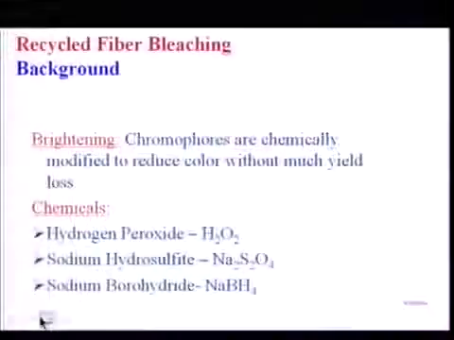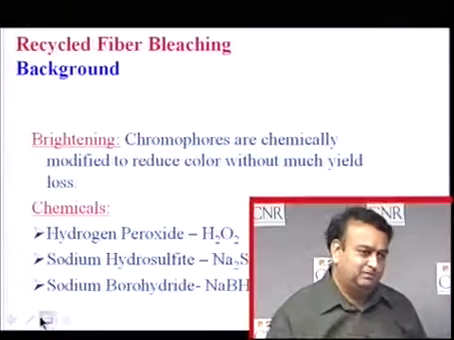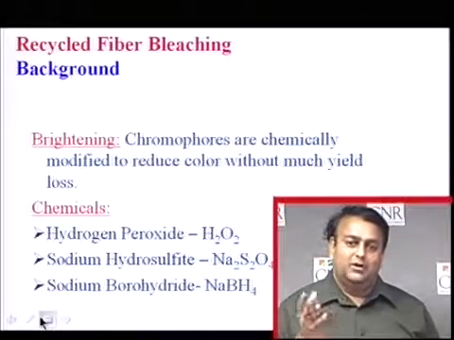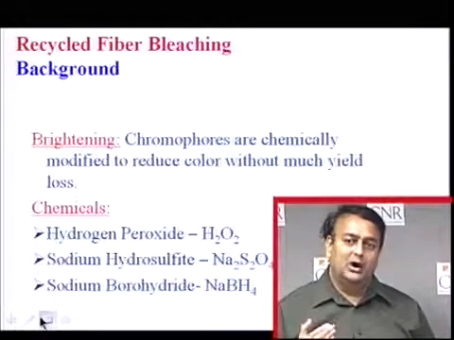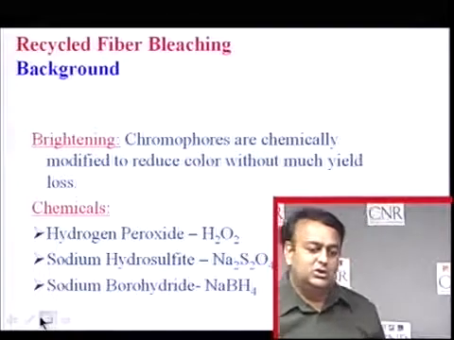So now let's take a look at what is a brightening process. In brightening, this is for mechanical pulp bleaching. Here we are modifying the chromophores on the lignin structure without losing the yield, without removal of lignin. In other words, it is called lignin preservative bleaching. The chemicals used for this purpose are hydrogen peroxide, sodium hydrosulfite, and sodium borohydride, which is widely used to make sodium hydrosulfite to bleach mechanical pulps.